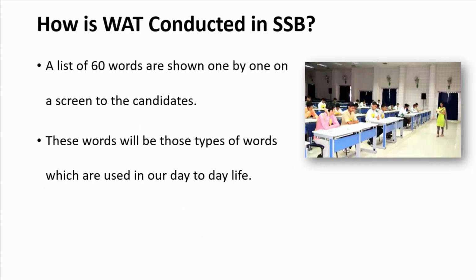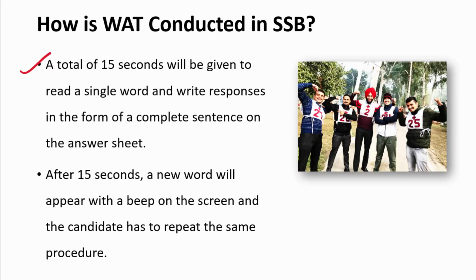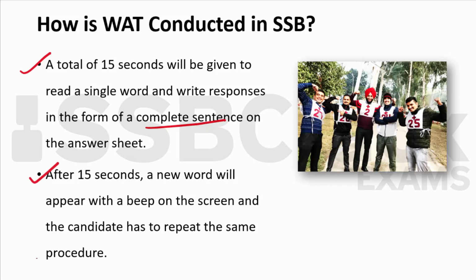Now, coming to how WAT is conducted in SSB, I'm going to tell you the most important things that you should know. First of all, a list of 60 words is shown one by one on a screen to the candidates in SSB. These words will be the types of words which are used in our day-to-day life. A total of 15 seconds will be given to the candidates to read a single word and write their response in the form of a complete sentence on the answer sheet. After 15 seconds, a new word will appear with a beep on the screen, and the candidate has to repeat the same procedure.